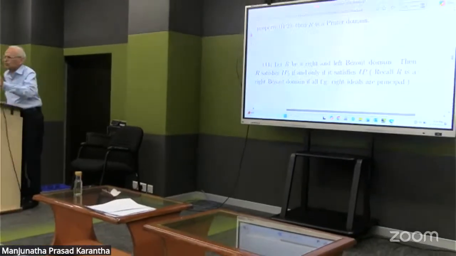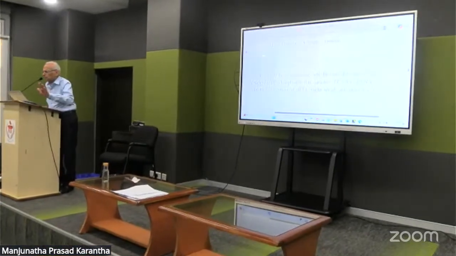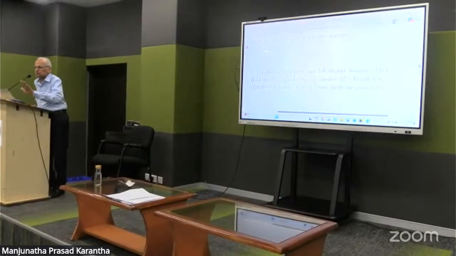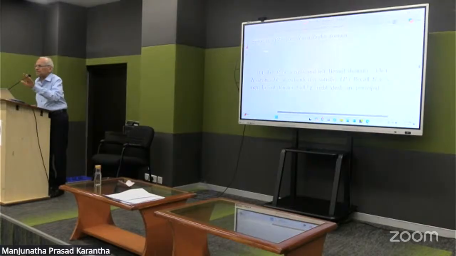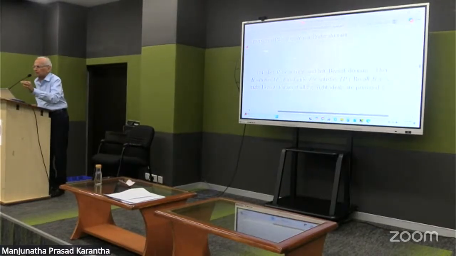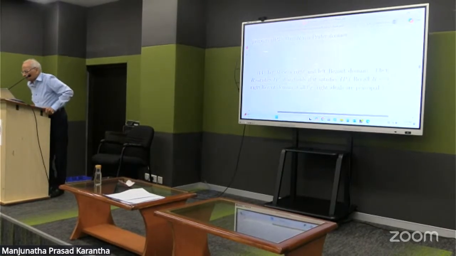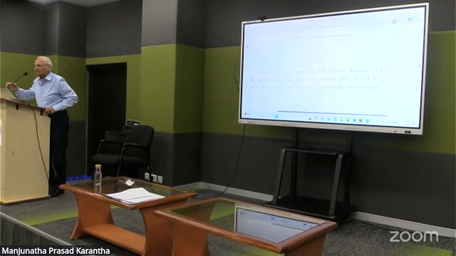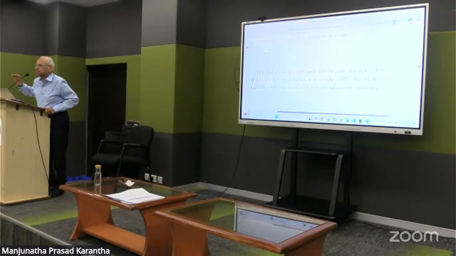Okay, domain means no zero divisors. So Bezout domain means no zero divisors, and every finitely generated ideal is principal. That's Bezout. So let R be a left and right Bezout domain. Left means left ideals, right means right ideals, principal. Okay. Then R satisfies the property IP2.